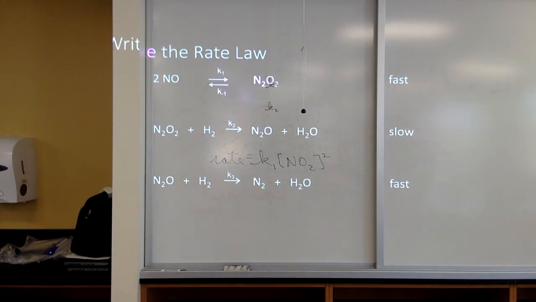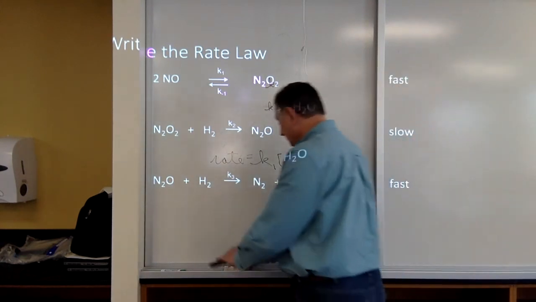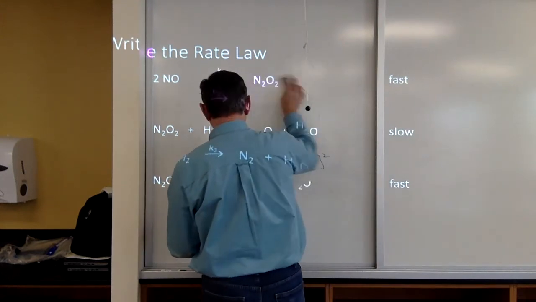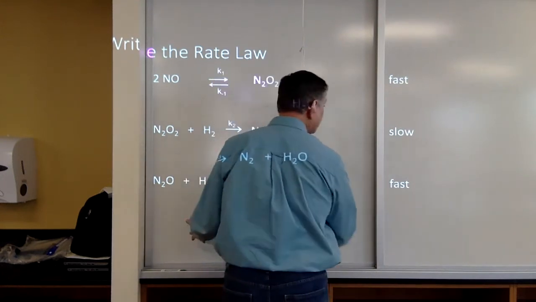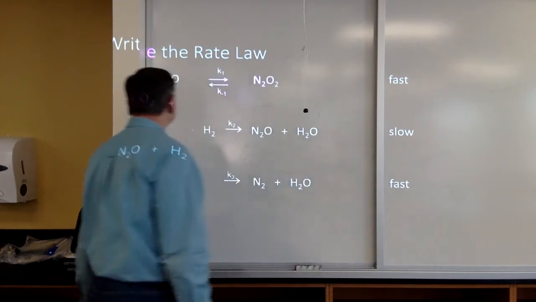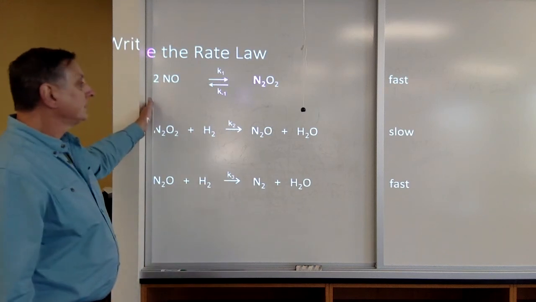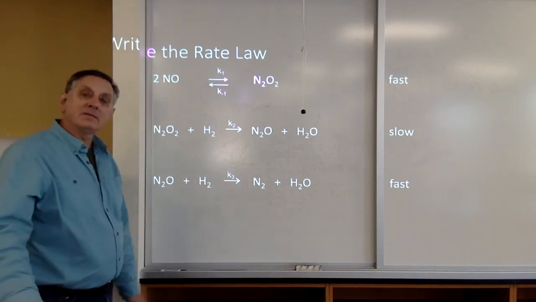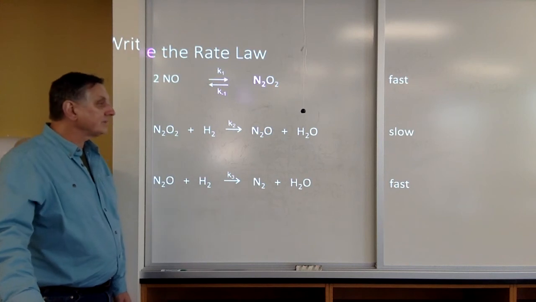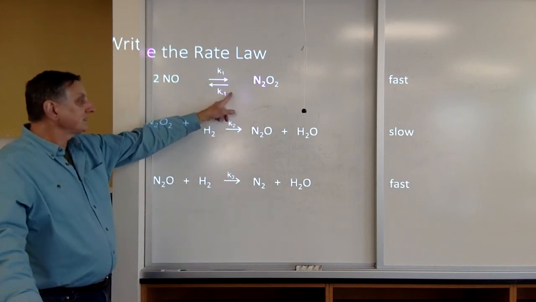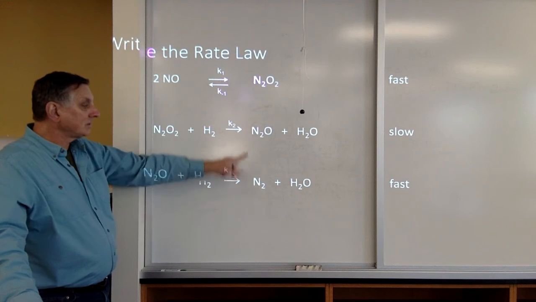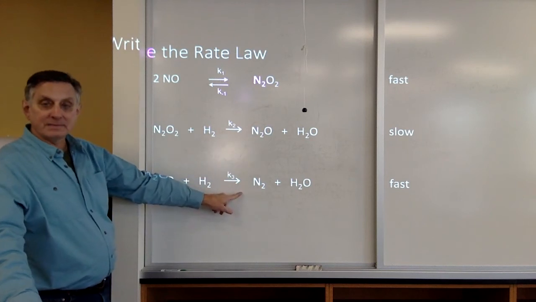And I think what we'll do is end here. Take a look at this. Write the rate law. We have 3 steps in this mechanism. This is fast, this is slow, and this is fast.